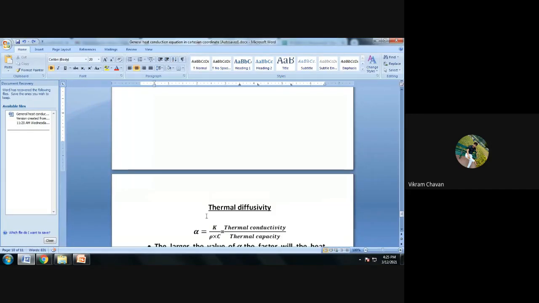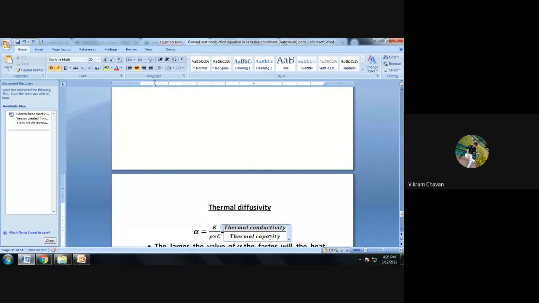Got it, everyone? Now further, the thermal diffusivity. What is the significance of thermal diffusivity? Important points. Just now in the derivation we discussed this formula, k by rho c, called alpha, which is called thermal diffusivity. What does it signify? Initially we discussed the definition of thermal diffusivity as the ratio of thermal conductivity to thermal capacity. Thermal conductivity means k and thermal capacity means rho multiplied by c.